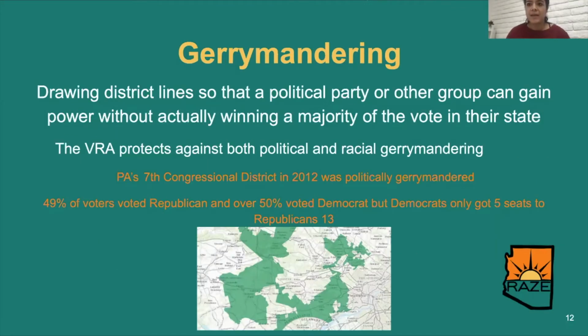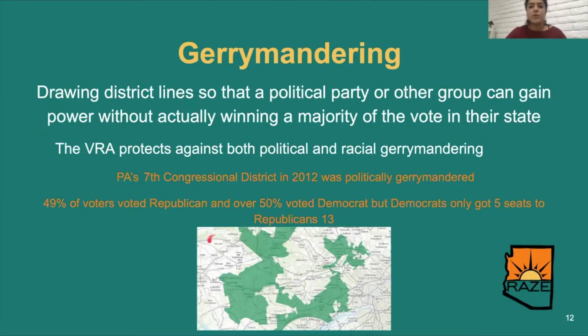Now that we have discussed a little bit about redistricting, we want to go into gerrymandering. So gerrymandering is the process of drawing district lines so that a political party or other group can gain power without actually winning a majority of the vote in their state. It's important to note that the Voting Rights Act that we discussed protects against both political and racial gerrymandering.